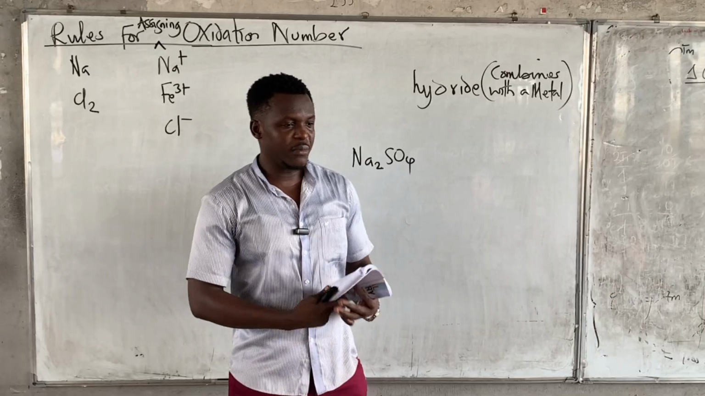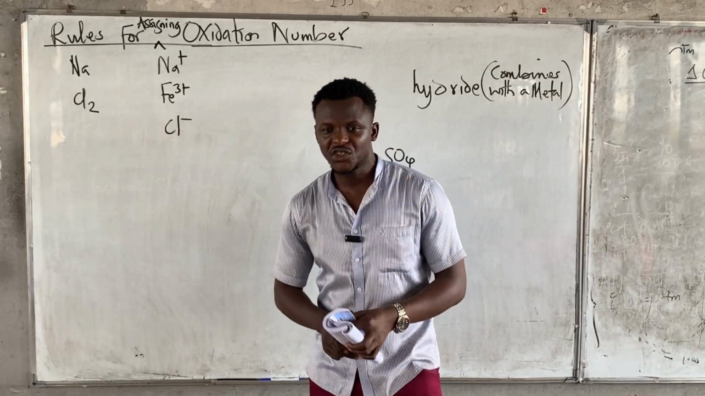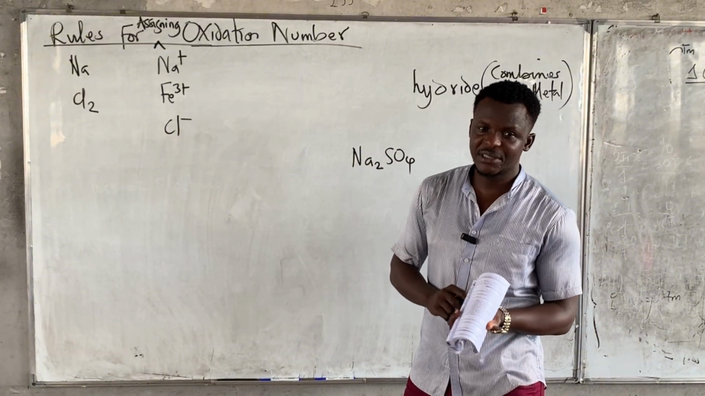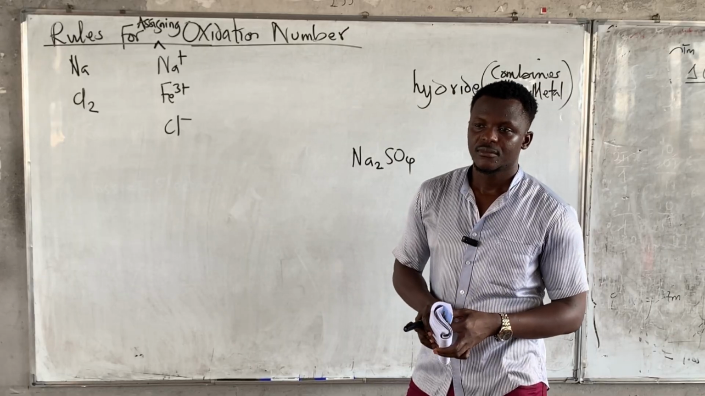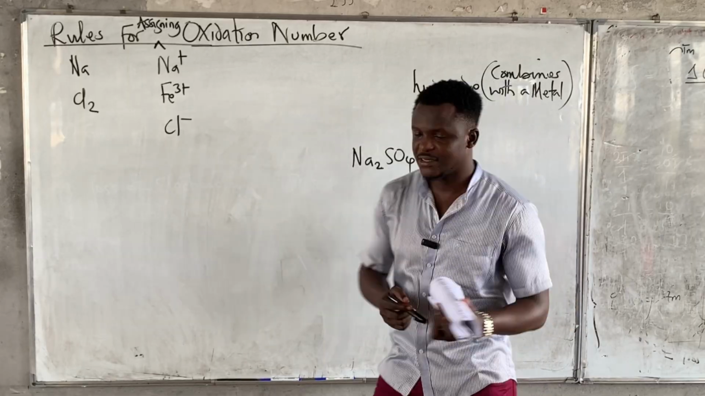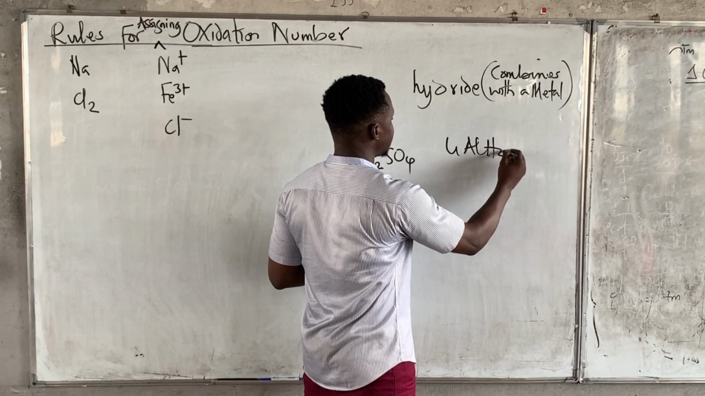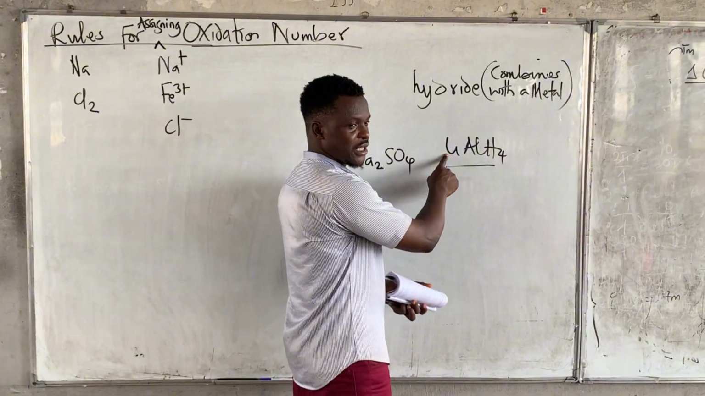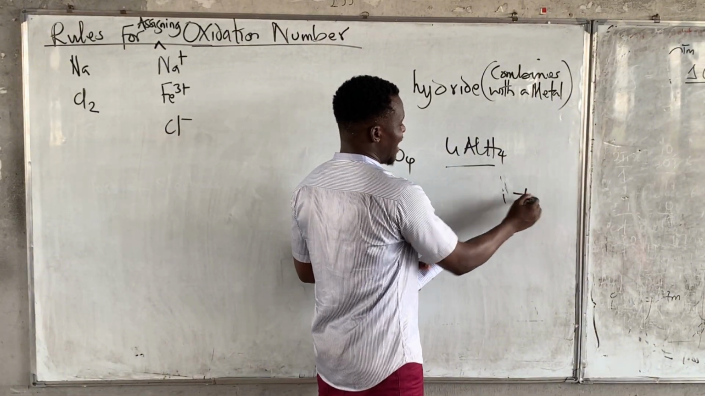I said the oxidation number of hydrogen is always +1, except in hydrides where it is -1. What are hydrides? Whenever you have something like lithium aluminum hydride, this is hydrogen combining with metals. Lithium is a metal, aluminum is a metal. So in this case, hydrogen will have -1.